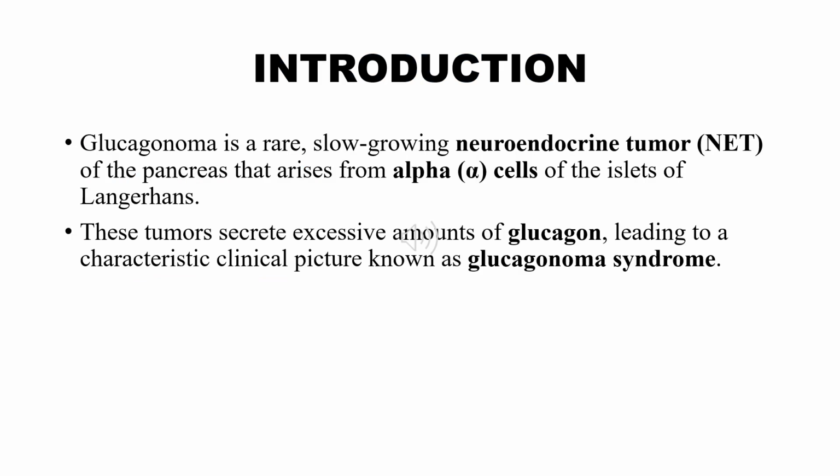Introduction. Glucagonoma syndrome is a rare, slow-growing neuroendocrine tumor that occurs in the pancreas and arises from the alpha cells of the islets of Langerhans. These tumors occur when there is an excessive secretion of the hormone called glucagon, and this leads to a clinical feature known as Glucagonoma syndrome.